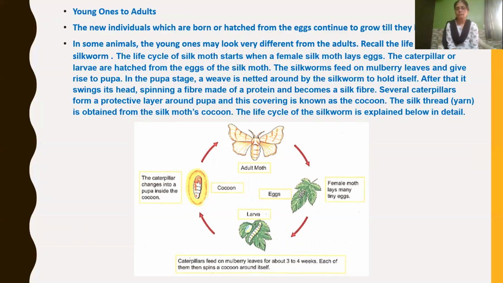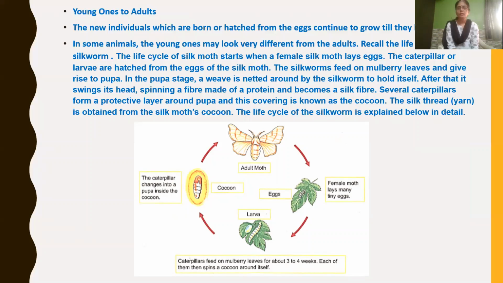Then the silkworm, that larva, feeds continuously on the mulberry leaves and gives rise to the pupa. In the pupa stage, we have learned that it weaves a silk thread around itself, isn't it? After that, it swings its head and spins a fiber. It produces a fiber made up of protein, and that is what we call silk fiber.